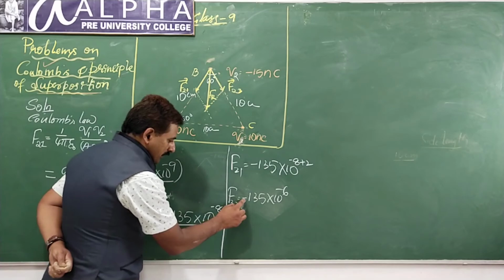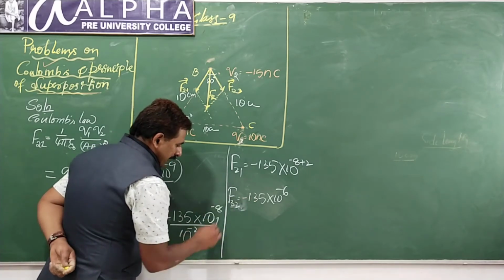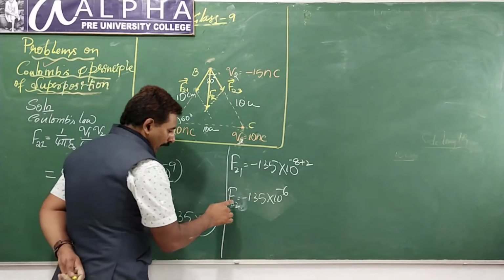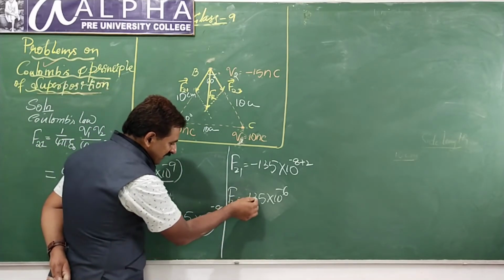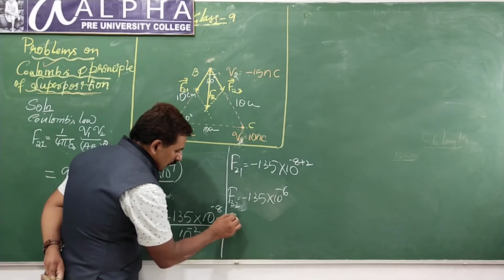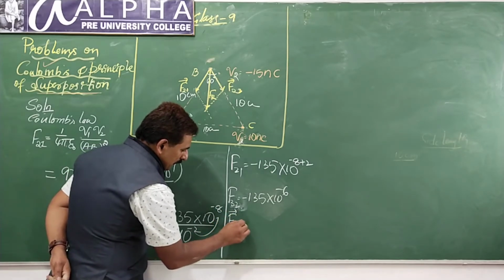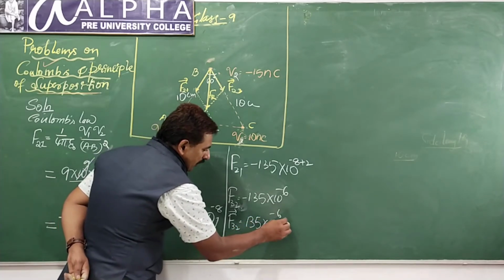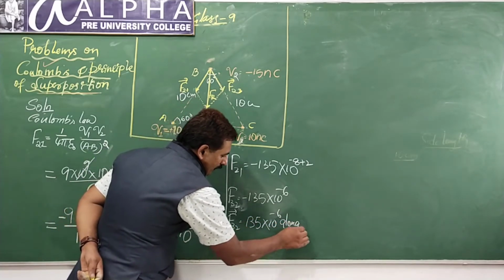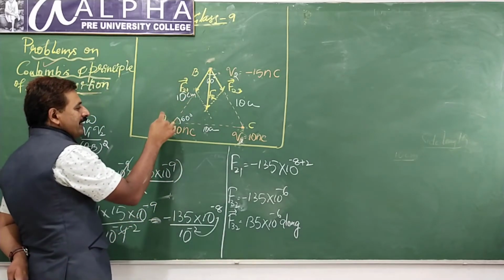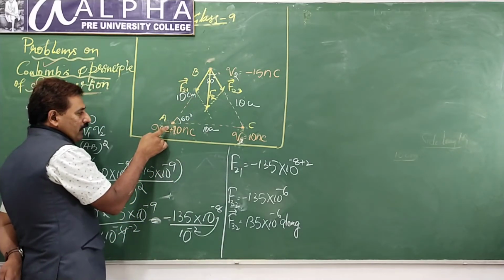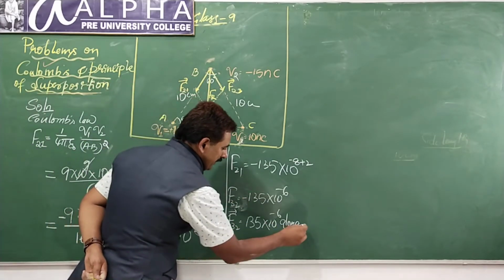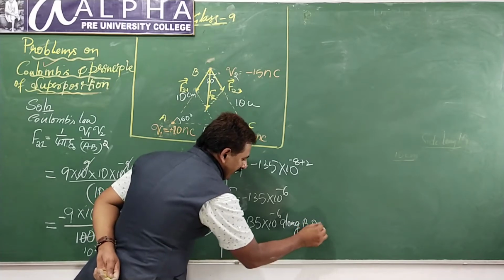Now, the sign negative. Negative implies what? Attractive. When you are finding the value of the resultant, you leave this sign. The value is F32, 135 times 10 to the power minus 6, along which way? You have to show direction by using B and A. You are looking from A to B, but the force is from B to A. That's why negative. Along BA.